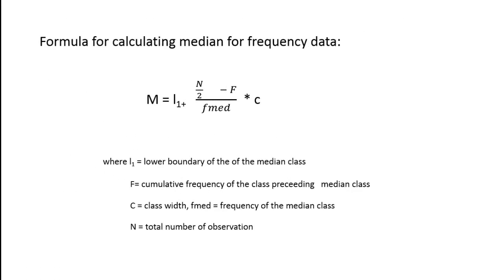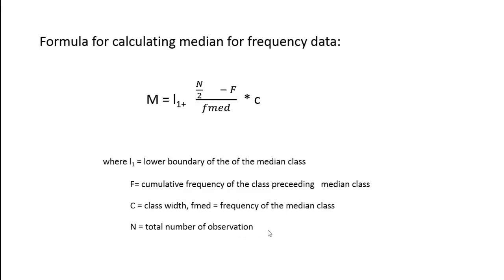This is the case if we have a simple data set. If we have a group frequency data, then the formula for calculating median is m equal to L1 plus (n by 2 minus capital F) divided by F med, multiplied by C, where L1 is the lower boundary of the median class, F is the cumulative frequency of the class preceding the median class, C is the class width, F med is the frequency of the median class, and n is the total number of observations.